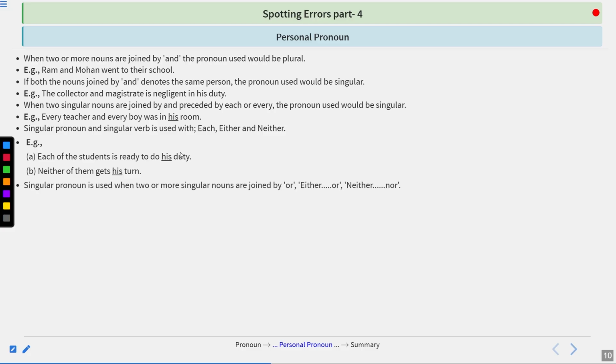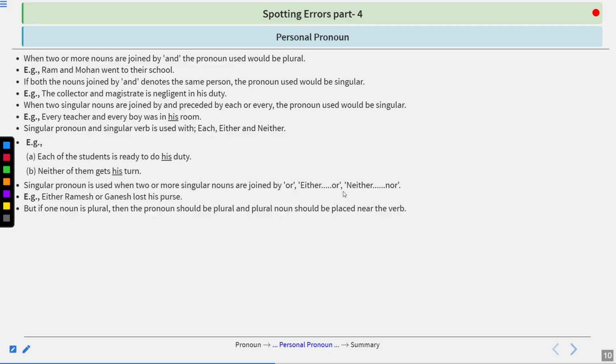A singular pronoun is used when two or more singular nouns are joined by "or," "either...or" or "neither...nor." Either Ramesh or Ganesh lost his purse. But if one noun is plural, then the pronoun should be plural and the plural noun should be placed near the verb. Either the principal or teachers failed in their duty. So we will use the pronoun according to the noun that comes after "or." Teachers is plural, so we have used "their" here.